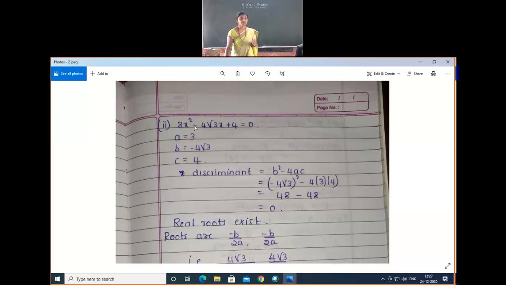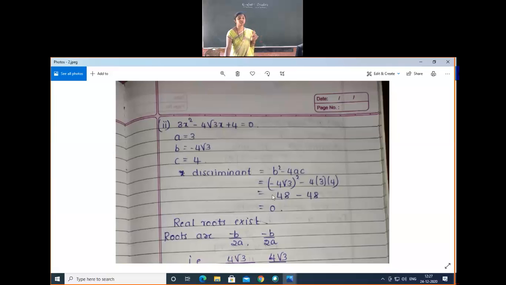3x square minus 4 root 3x plus 4 is equal to 0. A value is 3, B value is minus 4 root 3, C value is 4. So the discriminant you have to find out, B square minus 4AC. B value is minus 4 root 3 whole square, minus 4 into A value 3, C value 4.